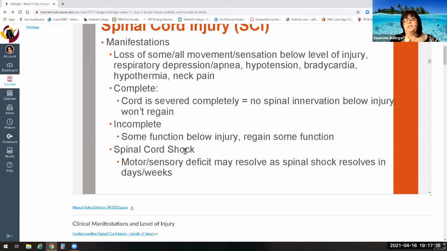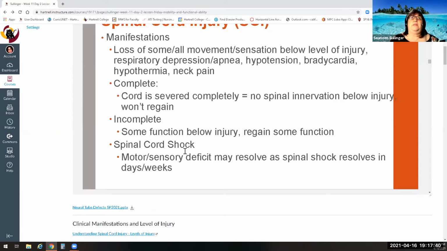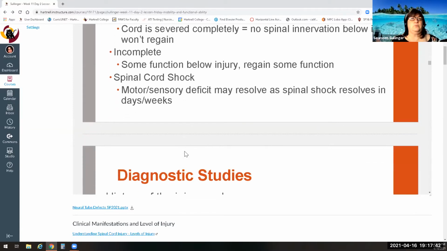The first 24 hours is key. And as you keep going to the 48 and 72, generally it's edema that's the problem. And so once you can get all the edema and the body to go, oh, okay, I'm not in trouble anymore, then it will calm down and the motor and sensory deficits will recover.